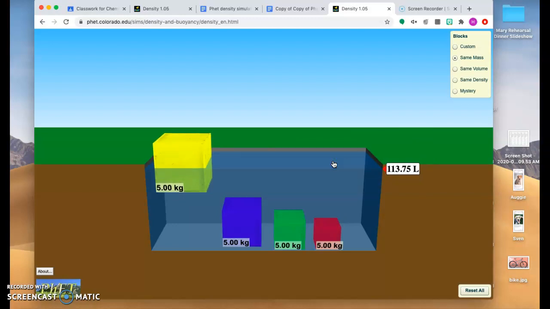So we know based on this demonstration that density is not dependent only on mass, right? Things that are less dense are going to float, things that are more dense are going to sink. All of these have the same mass, meaning they weigh the same amount. However, they're not the same size. So we know that another factor that's important here is volume. If you have things that have the same mass, things that have a greater volume are going to be less dense. Things that have a smaller volume are going to be more dense.